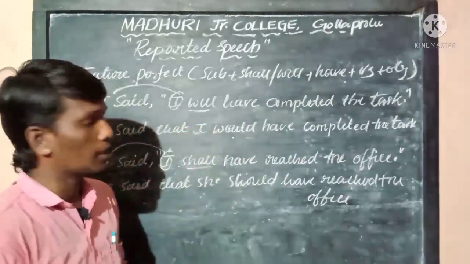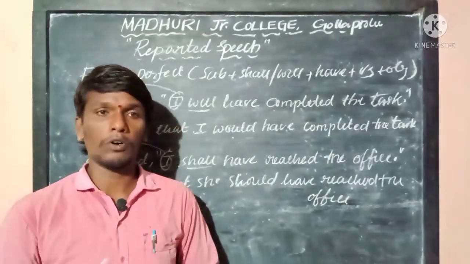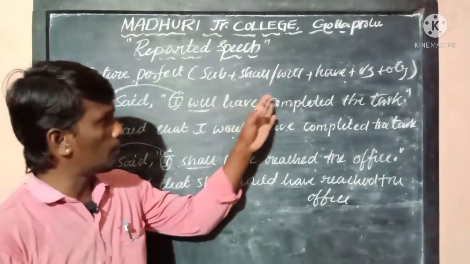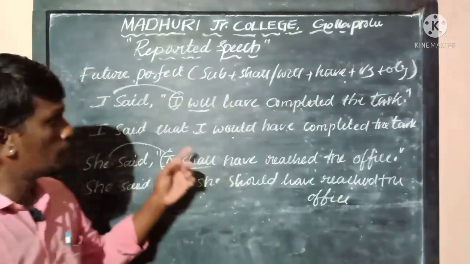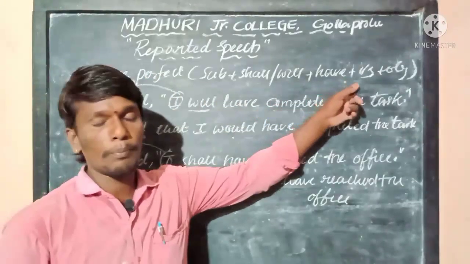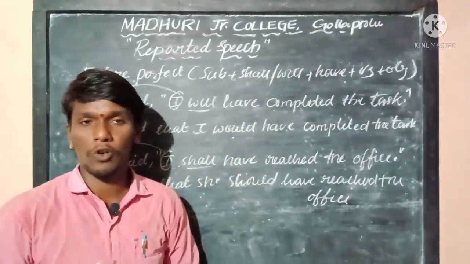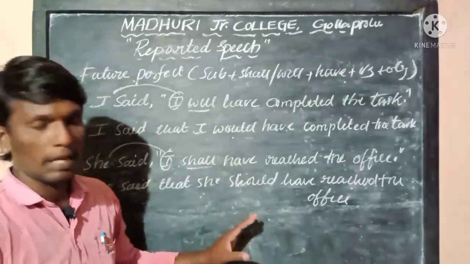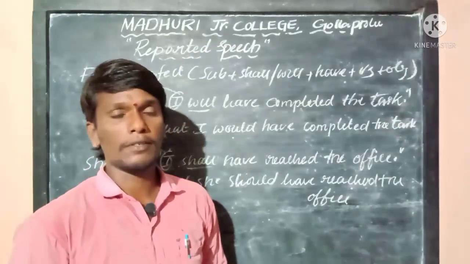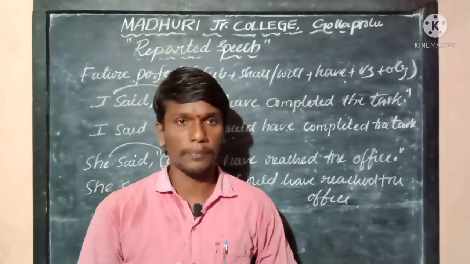Okay, so these are the examples of all the tenses, except we have another tense, future perfect continuous tense. Structure is subject plus shall or will plus have plus been plus V1 plus ing plus object. So this is also the same as future perfect tense, but we write that in continuous tense.